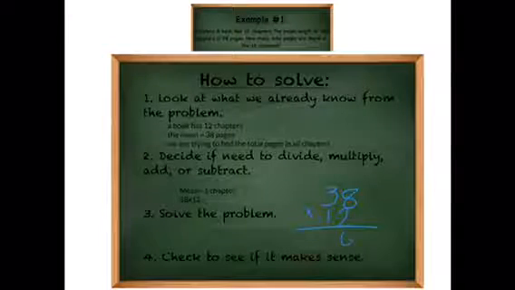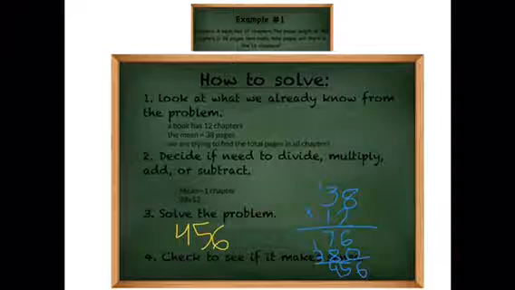8 times 2 is 16. 3 times 2 is 6, plus 1 is 7, add a 0. 8 times 1 is 8, 3 times 1 is 3, add them together, and we get 456. 456 is our answer, and our unit is going to be total pages, or just pages.